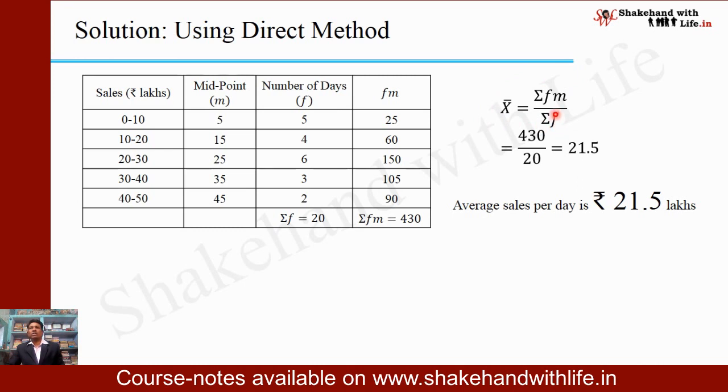Now sigma fm is 430 and sigma f is 20. So therefore x bar is equal to 21.5. Therefore the average sales per day is 21.5 lakhs rupees. So this way you can calculate the average, you can calculate the mean value using direct method for a continuous series data.